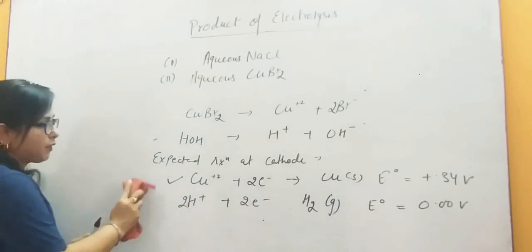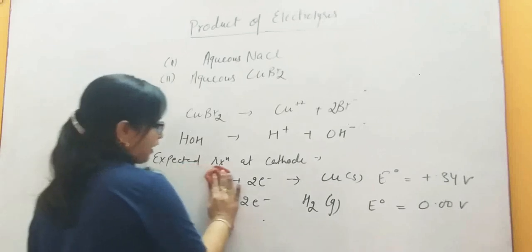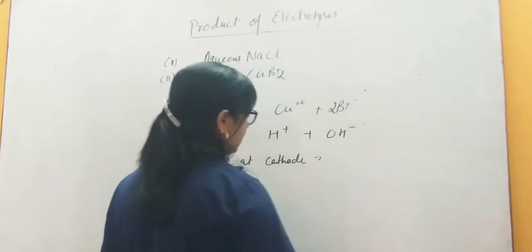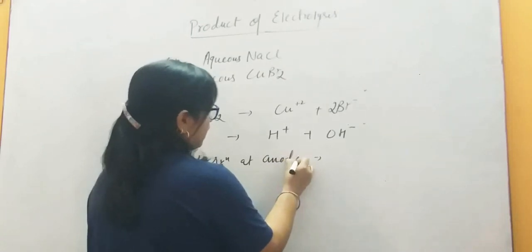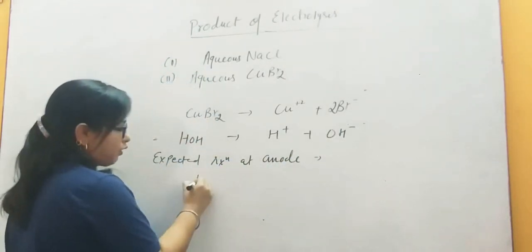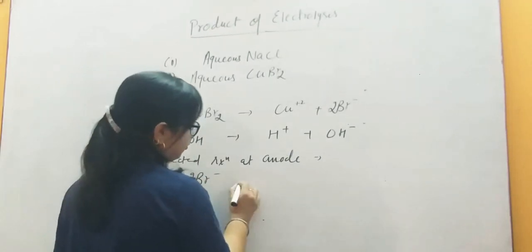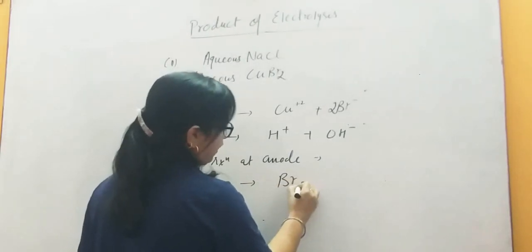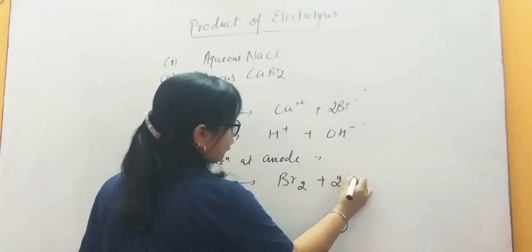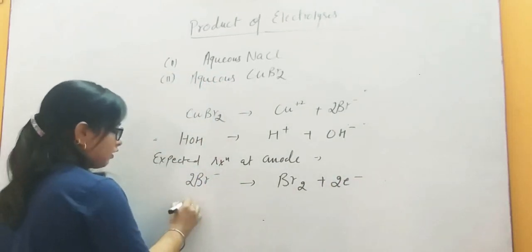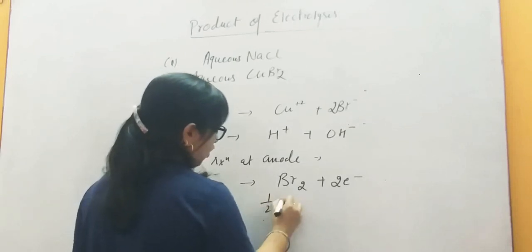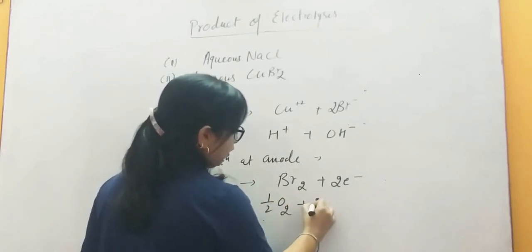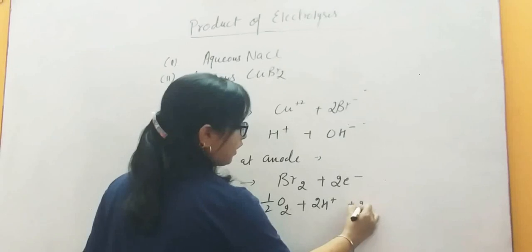Now I am again writing the expected reactions at the anode. There are two possibilities of reaction. Either Br- is converted into bromine by removal of 2 electrons, or water is converted into oxygen by removal of 2 electrons.